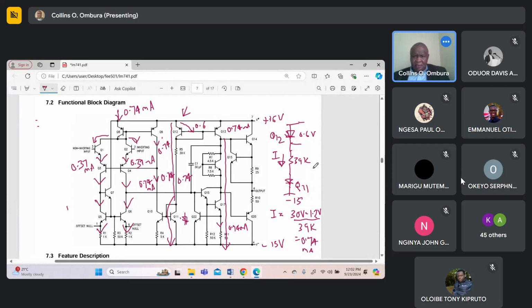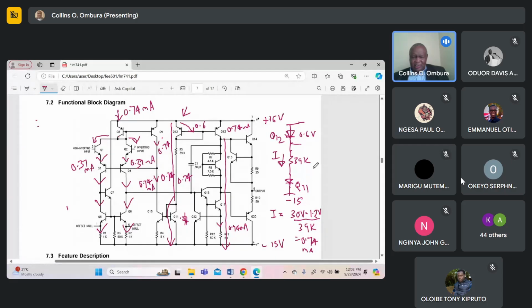And then finally, there's this capacitor C1, which is very important, which is connected between the base of Q15 and the collector of Q13, capacitance C1, which is 30 picofarads. I'll talk about it in the next class. But that capacitor is what is responsible for the slew rate of your op-amp.